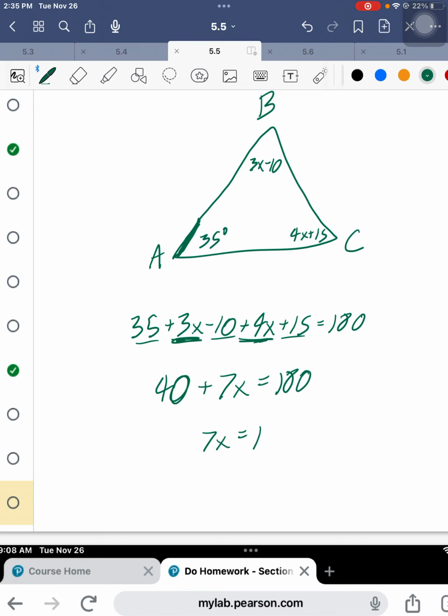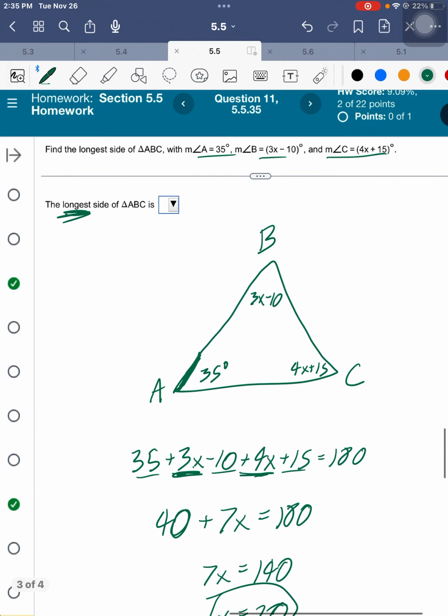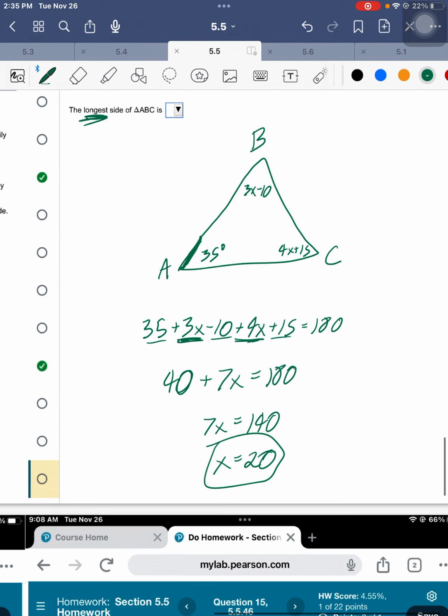Now I'm going to subtract 40. So 7x equals 140. And I think that's 20 because, yeah. So x is 20. So this x is 20 doesn't give me my answer, but it helps me to find my answer. So now I'm going to plug this in.